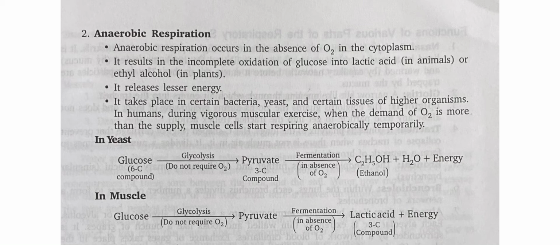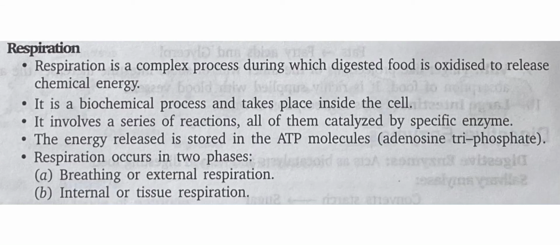So students, we studied types of respiration. Now let us see the respiration process in detail, especially how it occurs in human beings. Respiration is a complex process during which digested food is oxidized to release chemical energy. It is a biochemical process that takes place inside the cell. So, mainly the production of energy during the process of respiration is taking place inside the cell.